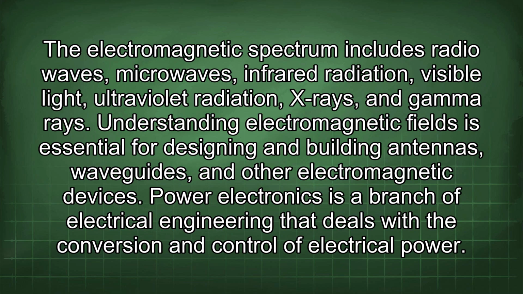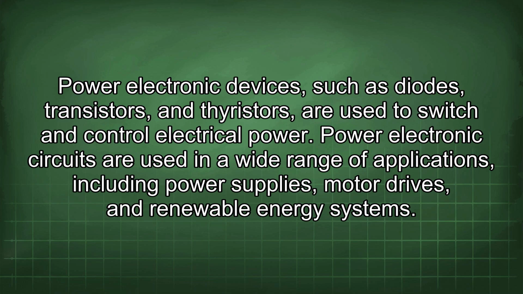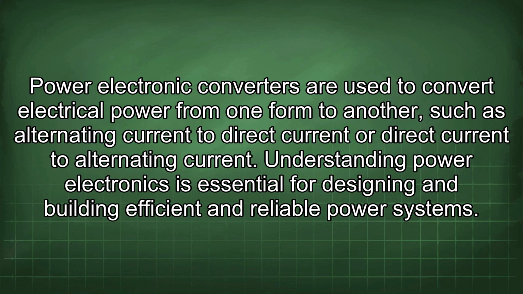Power electronics is a branch of electrical engineering that deals with the conversion and control of electrical power. Electronic devices, such as diodes, transistors, and thyristors, are used to switch and control electrical power. Power electronic circuits are used in a wide range of applications, including power supplies, motor drives, and renewable energy systems. Power electronic converters are used to convert electrical power from one form to another, such as alternating current to direct current or direct current to alternating current. Understanding power electronics is essential for designing and building efficient and reliable power systems.